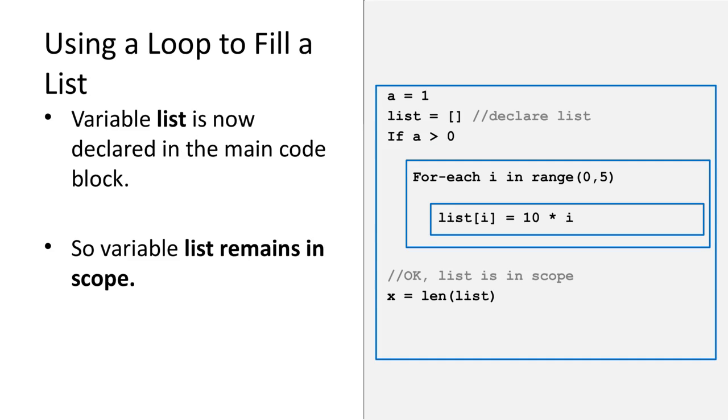In order to fix this, you need to move the list declaration 1 level up. You need to declare the empty list in the main code block. That way it will remain in scope until the end of the main code block.